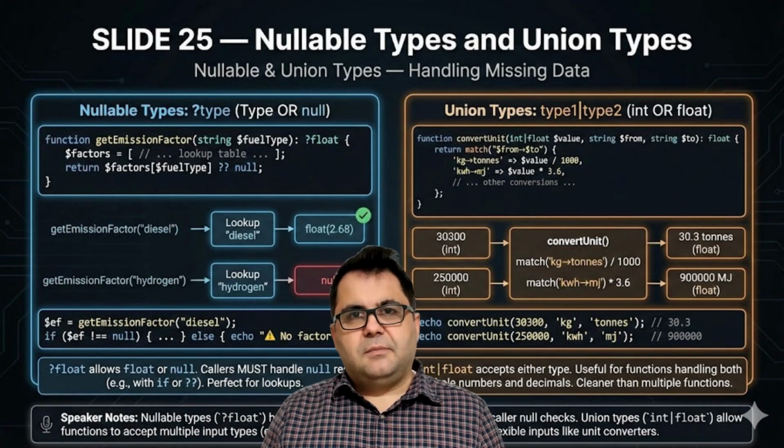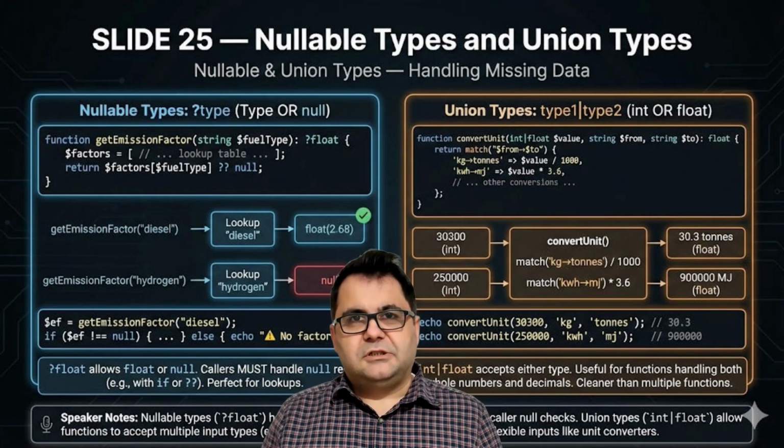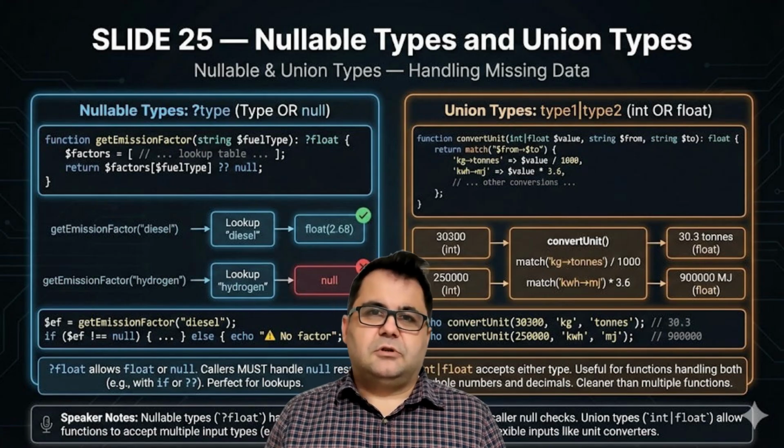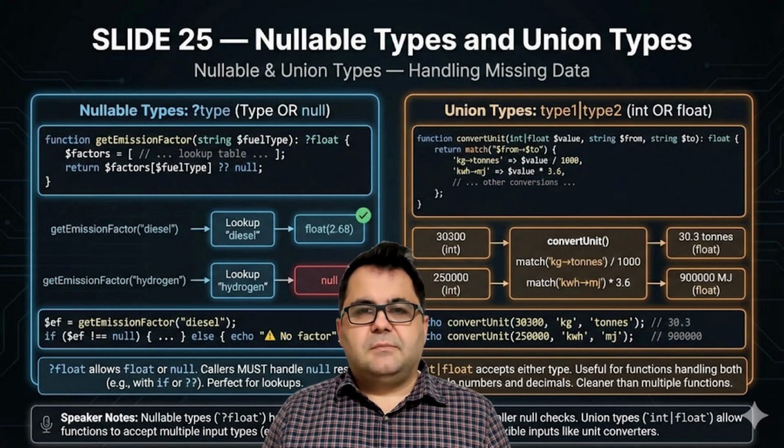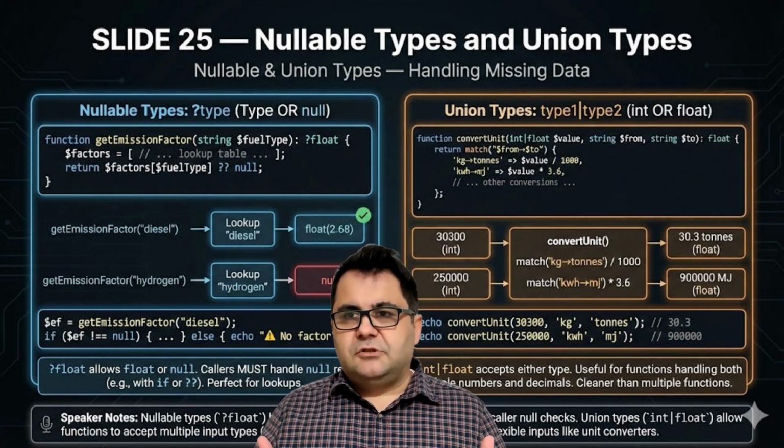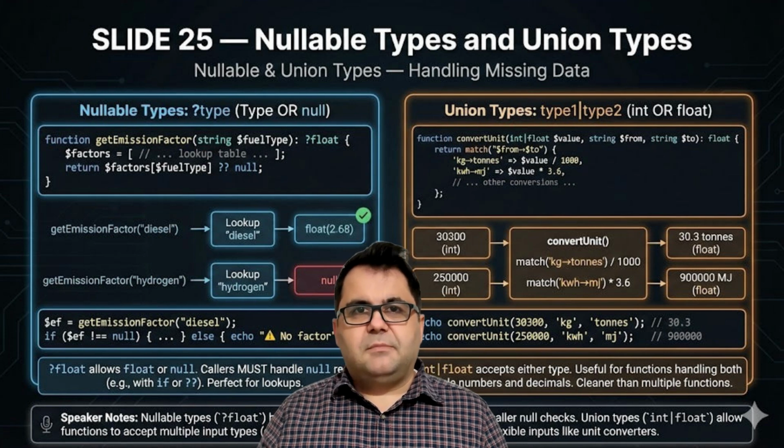Nullable types solve a common problem. What if the data doesn't exist? ?float means the function returns either a float or null. This is perfect for lookups where the key might not exist, like searching for an emission factor for a fuel type not in our database.